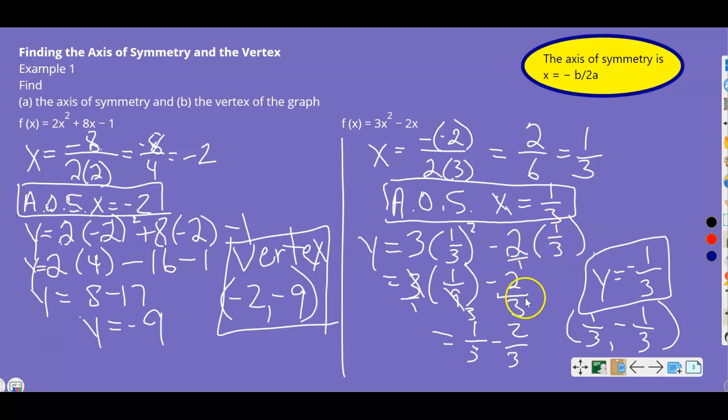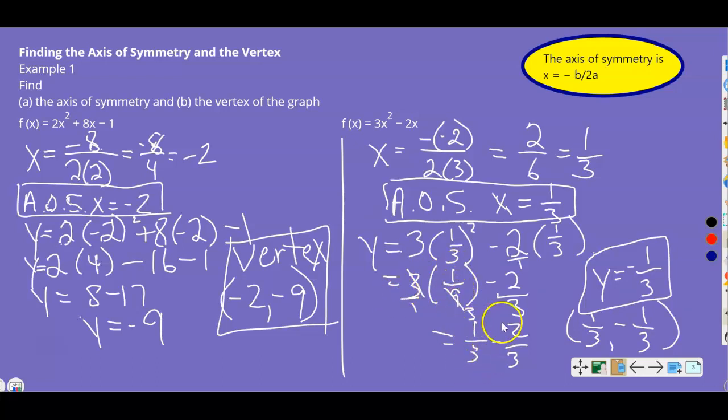So negative 2/3. Multiplying fractions, you multiply the numerators and then you multiply the denominators straight across. So I got negative 2/3. And then 3 times 1/9, that's the same as 3 over 1. So 3 and 9 will reduce, 1 and 3. So that leaves 1 times 1 is 1, 1 times 3 is 3. So that becomes 1/3. 3 times 1/9 is 1/3.